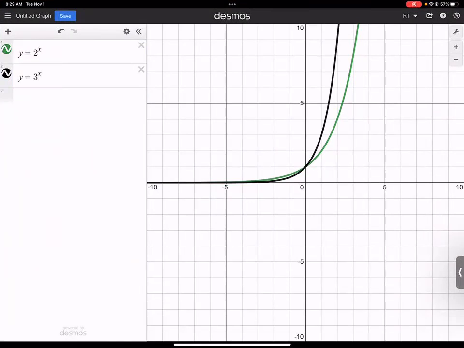It's steeper. Slope is the right idea. Maybe put air quotes around slope, because it's not a straight line, so it's not slope in the normal sense that we know the word slope to mean, but that's the right idea. The growth rate is faster, so the thing is steeper.